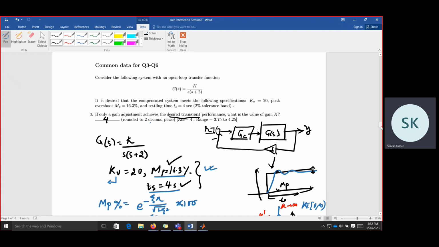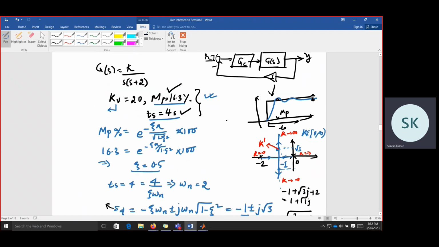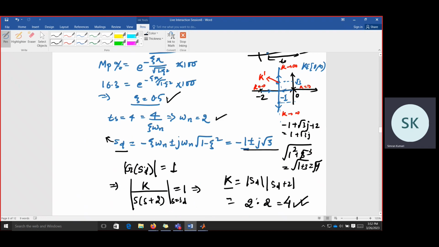For this system, from the peak overshoot we find that zeta is 0.5, and from Ts, the settling time, we get omega n as 2 radian per second. With zeta and omega n, we can find the dominant closed loop pole, which is -1 plus minus j root 3. Now we have to verify whether this lies on the root locus if the gain is increased.